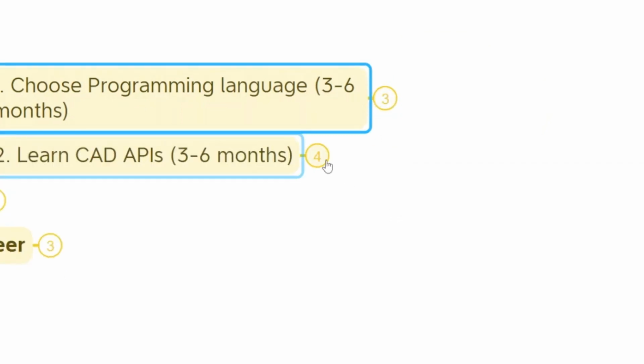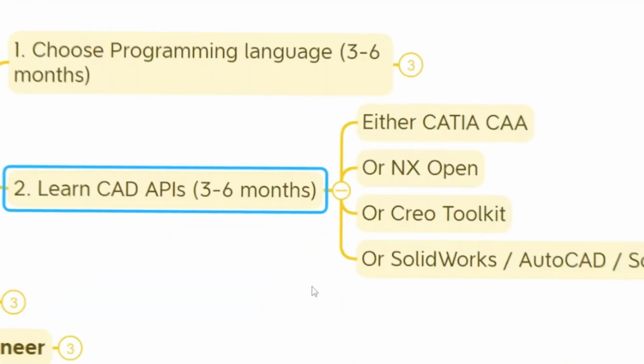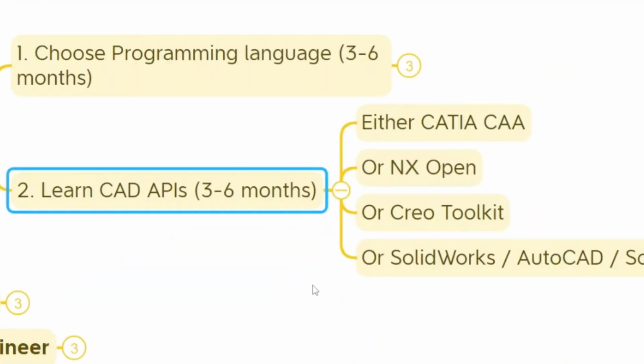Then next, once you are done with the programming language, you have to start learning CAD APIs. You have to see that you are completely done with the programming language. You are good at that. You have done a lot of assignments, a good amount of practice there, and you also got a certification. Then it is time to start learning CAD APIs.